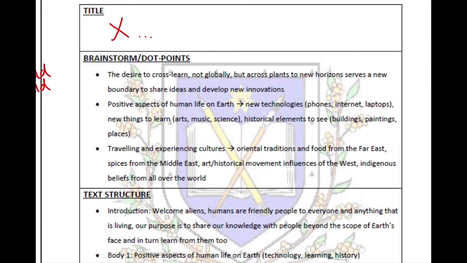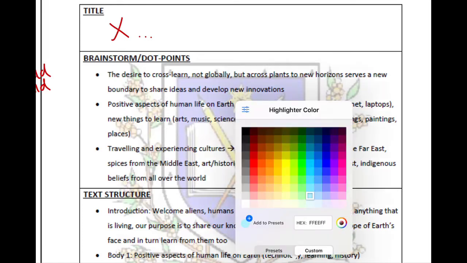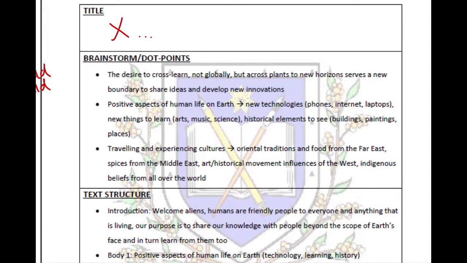The next part is to brainstorm or dot point your ideas. So I have written out some examples here that will indicate some of the potential positive human life aspects that you can talk about. So if we go through those, let's use a different color.